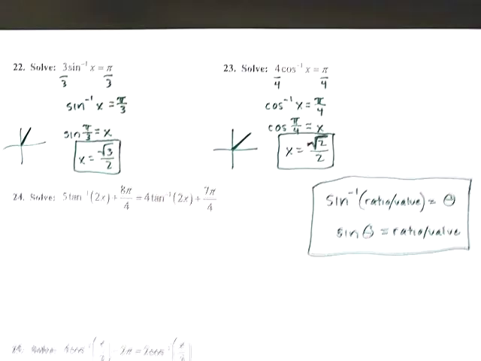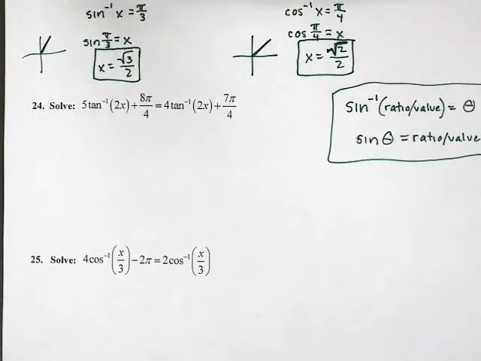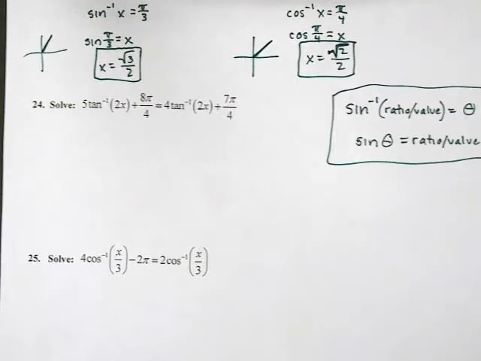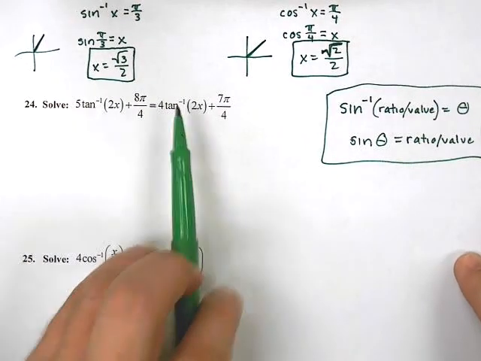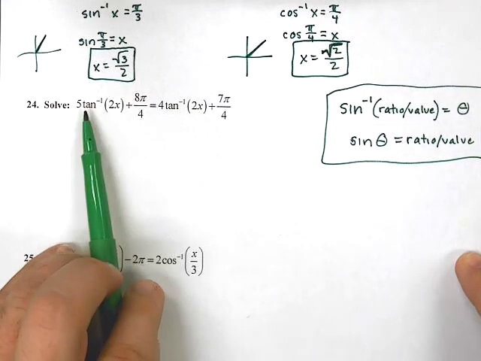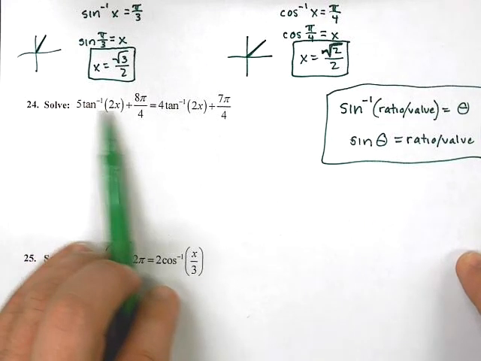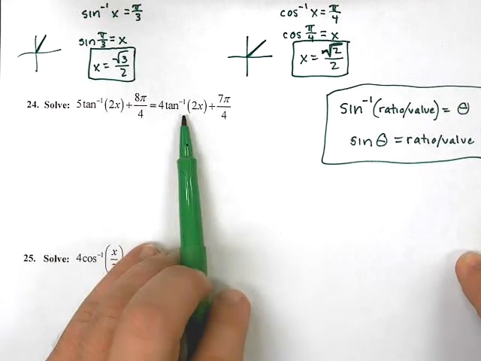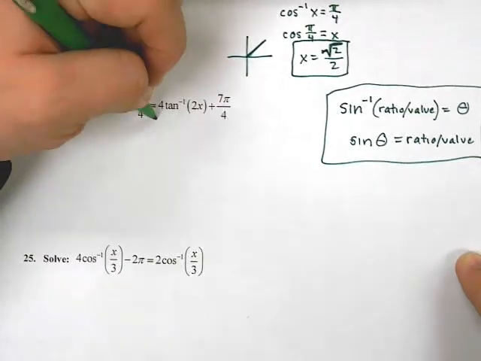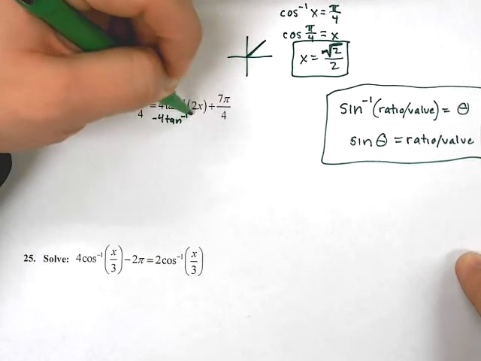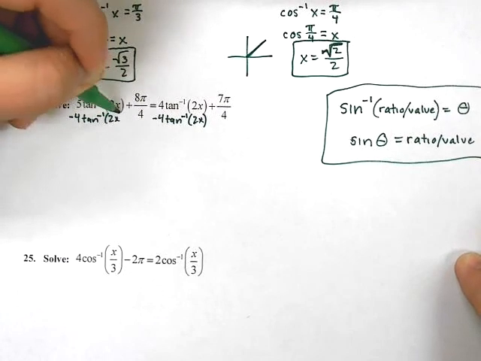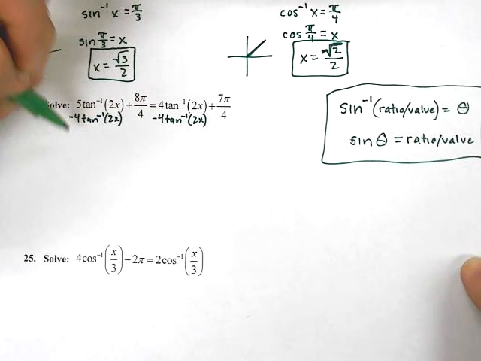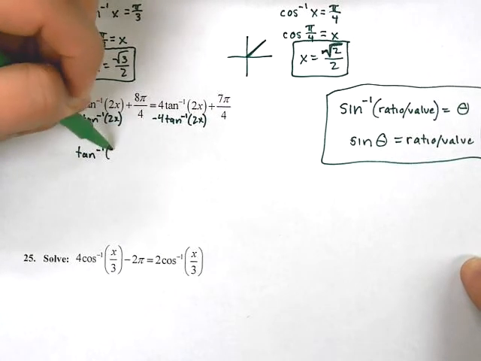Okay. So 24 and 25, they look super crazy, but they're really not that bad. I hope you notice that we have tan inverse 2x, tan inverse 2x. So you can almost treat this as an entire variable or an unknown. If I have 5 of these and 4 over here, let's get them all on one side, just like a normal algebra problem. Let's subtract these over to the other side. Well, that means I now have 1 tan inverse of 2x.